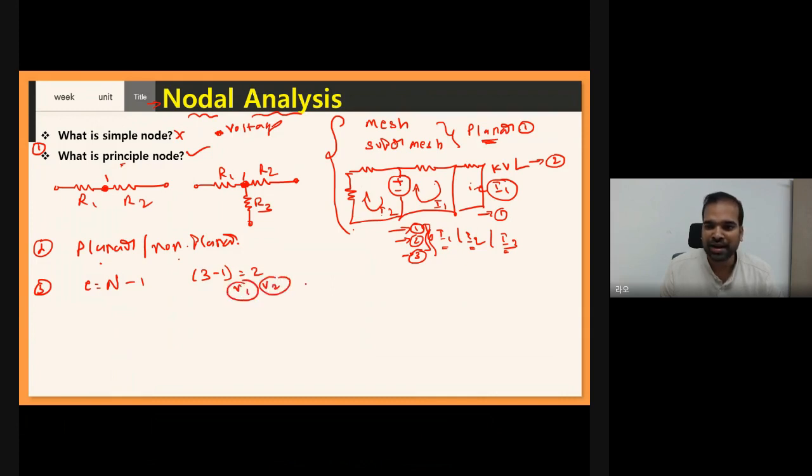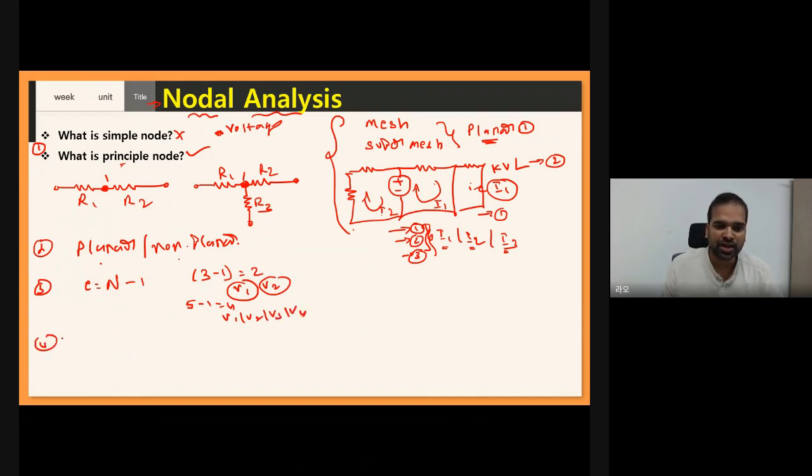So here you are finding mesh currents I1, I2, I3, and here you are finding node voltages V1 and V2. For example, in the given circuit, you have 5 nodes. Then how many equations will you get? 5 minus 1 equals 4. That means how many node voltages will you get? 4 node voltages, V1, V2, V3 and V4. I hope this point is clear.